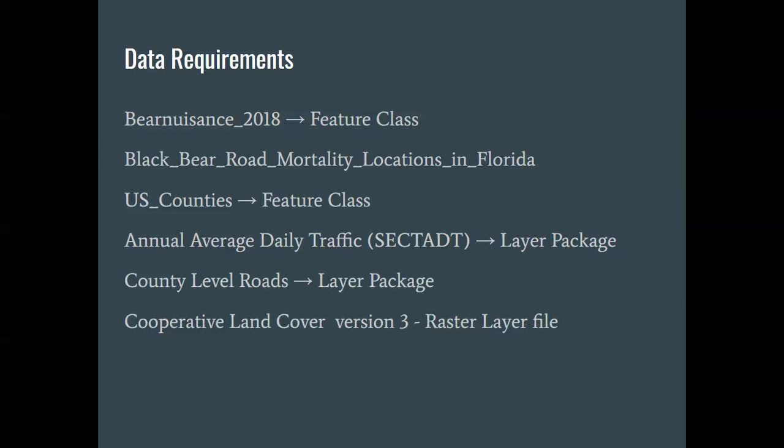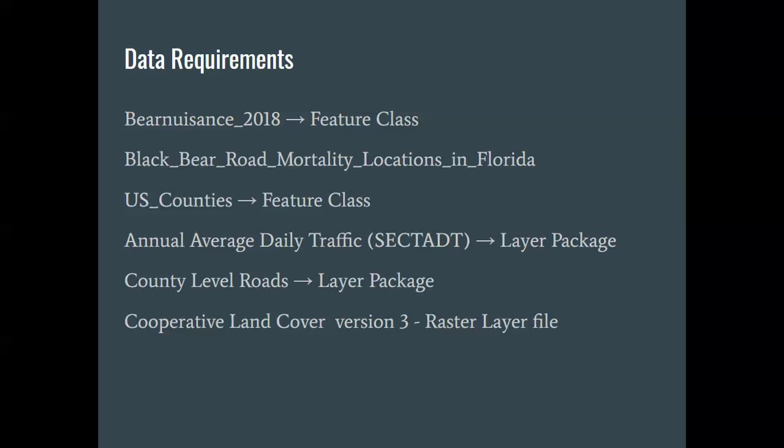So again, let's start with the question of what are the data sets? Well, we have bear nuisance, which is a point feature, and you're going to see it as a feature class that is statewide. We also have black bear road mortality. Right. We have the counties, all of the U.S. counties, and we're going to be using those as our largest enumeration unit. We have annual average daily traffic. That's line or arc data, if you will, lines or arcs. And those are major roads and the daily traffic flow. That's a layer package. And again, we've talked about that in class. We'll look a little bit at how we bring that into Arc and then how we manipulate it.